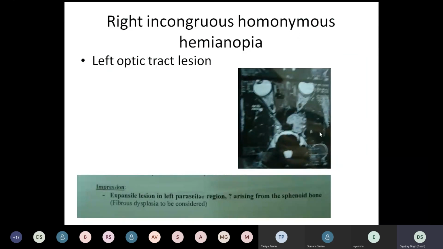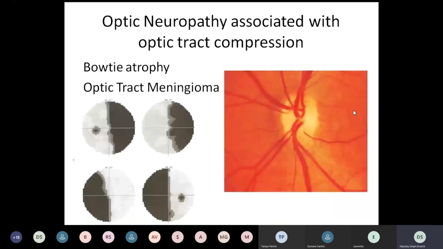Look here on this MRI, you can see a large fibrous dysplasia of the sphenoid sinus, which is pressing on the optic tract at the back, behind the chiasma. And this is what is causing the visual field effect. And this is an optic tract lesion. Incongruous is what you need to remember. Homonymous is what you need to remember. And it is a hemianopia.